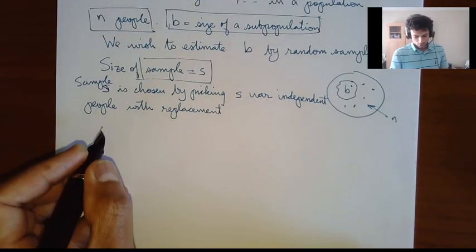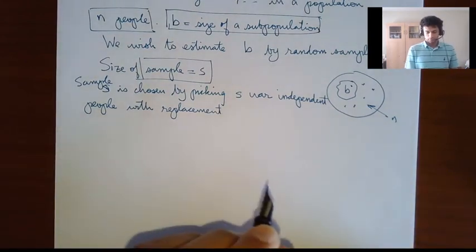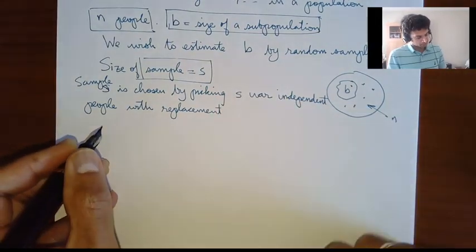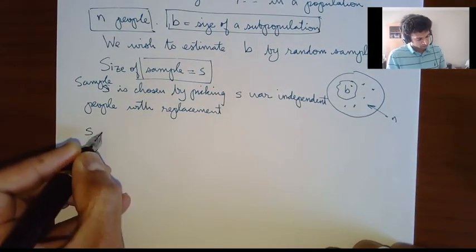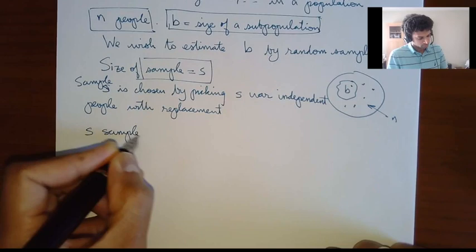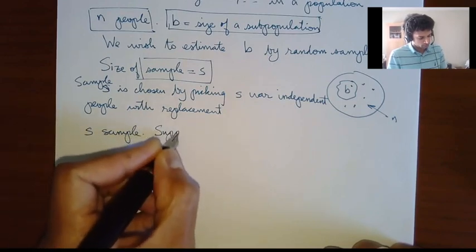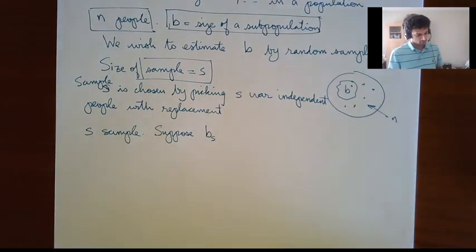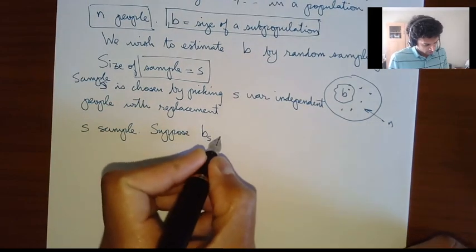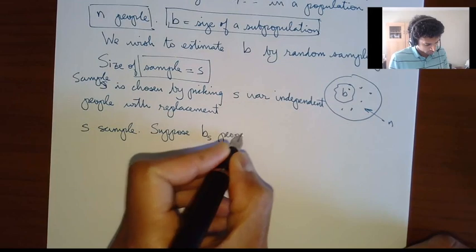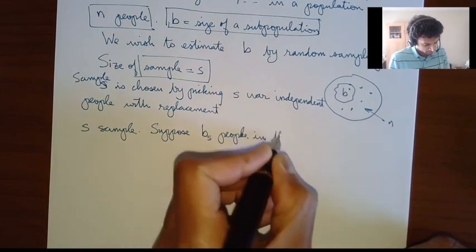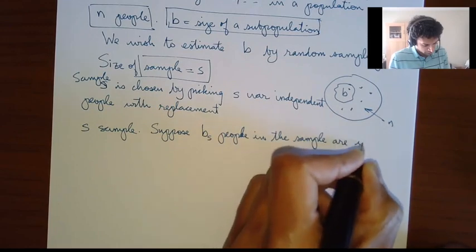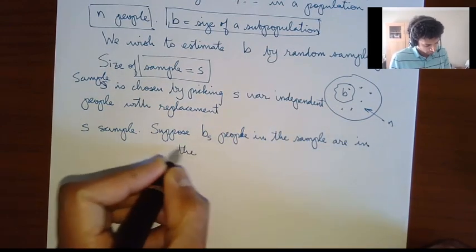So what I'm going to do is, we sample these S people. So S is the sample. And suppose B sub S people in the sample are in the population, are in the subpopulation.